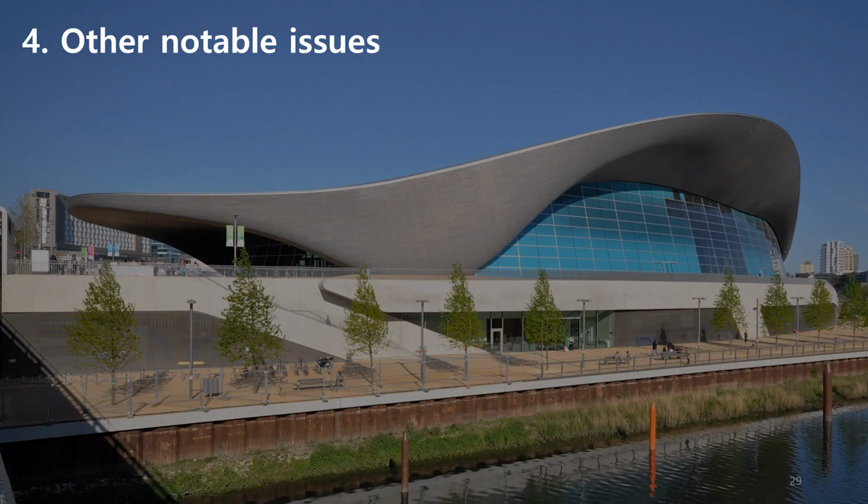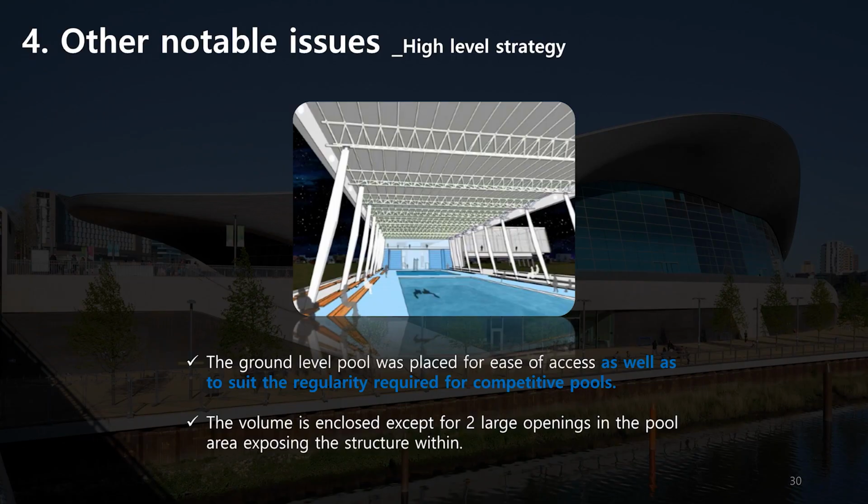Finally, other notable issues. The level 1 pool was placed for ease of access as well as to suit the regularity required for competitive pools. The volume is enclosed except for two large openings in the pool area, exposing the structure within. These windows allow the public to view into the pool area, thus establishing a closer relationship with the community.